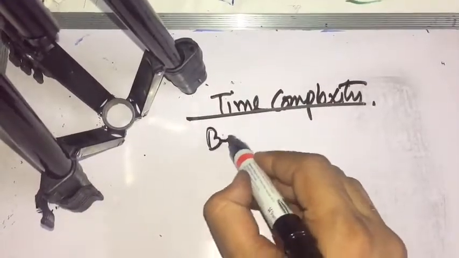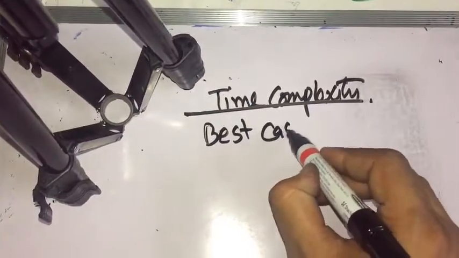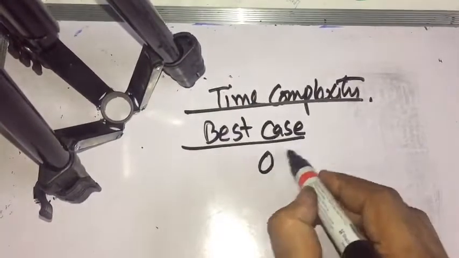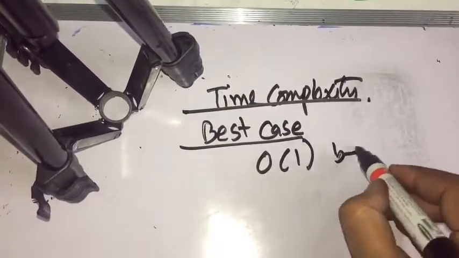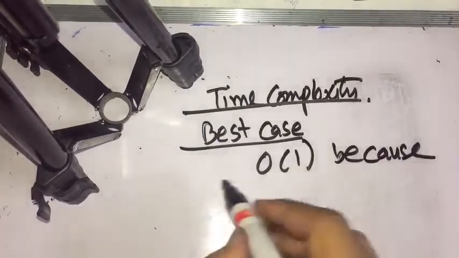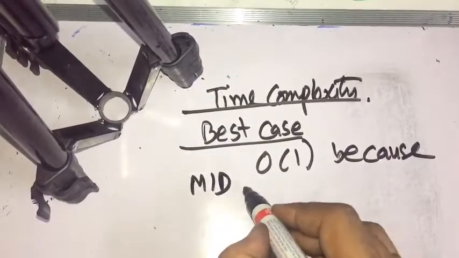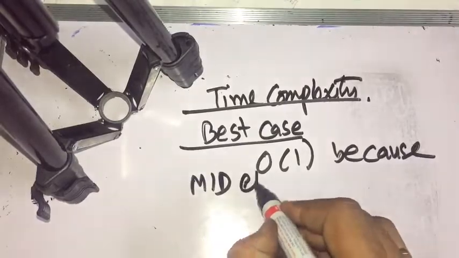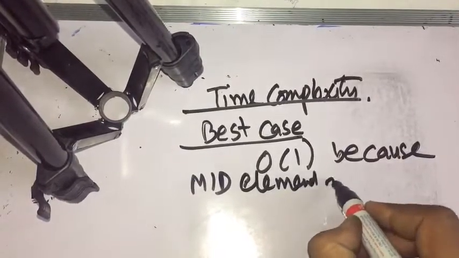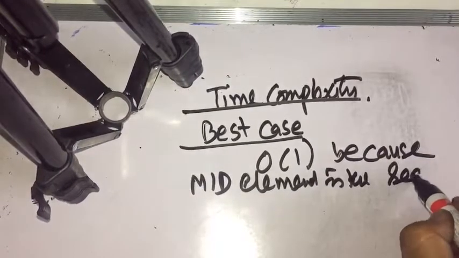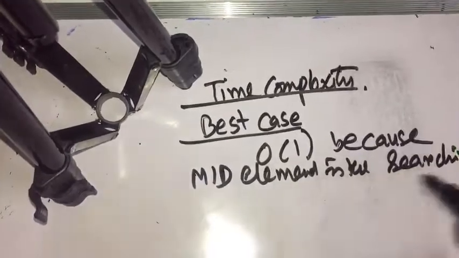The best case time complexity is order of 1, because the middle element is the searching item. The middle element is the searching number, the searching item.